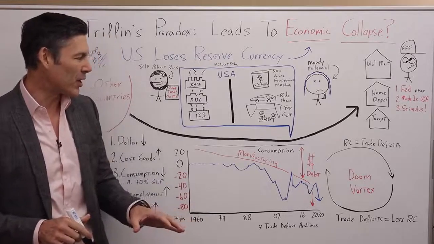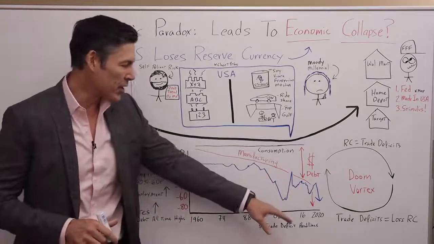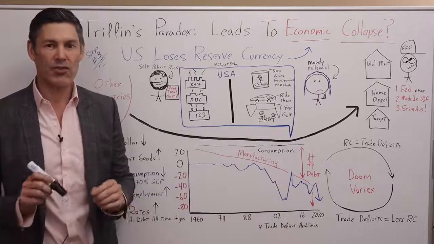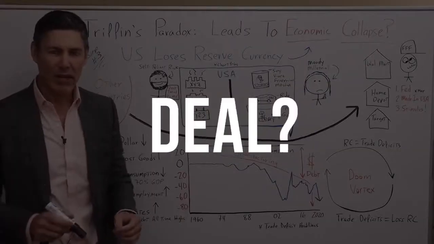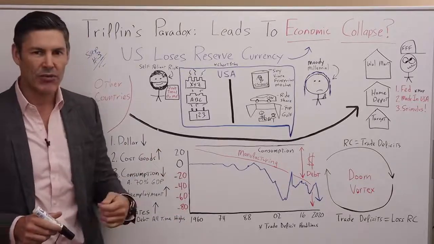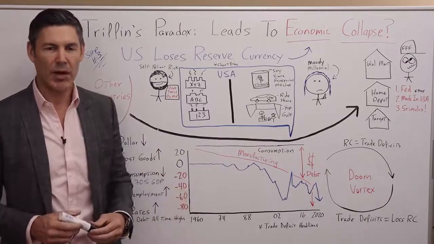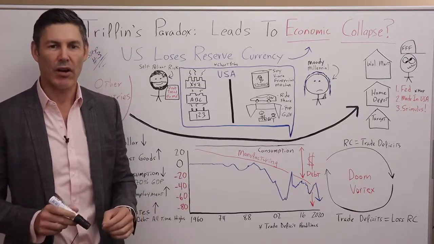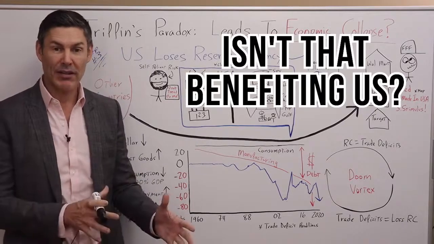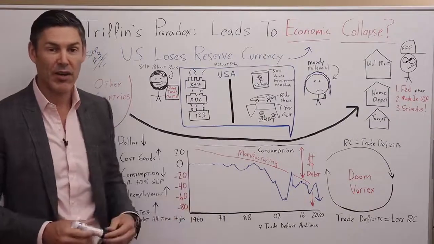I understand what's going on here. We're not manufacturing as much, and that's creating a structurally flawed economy. But what's the big deal? If these foreigners are willing to take these green pieces of paper we're giving them, and we can sit back and just lounge around and not have to work as hard, isn't that benefiting us? Isn't that improving our standard of living?